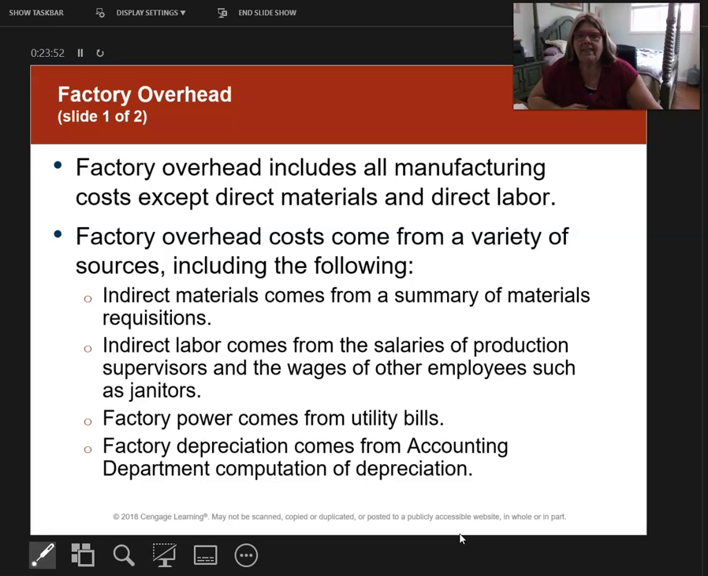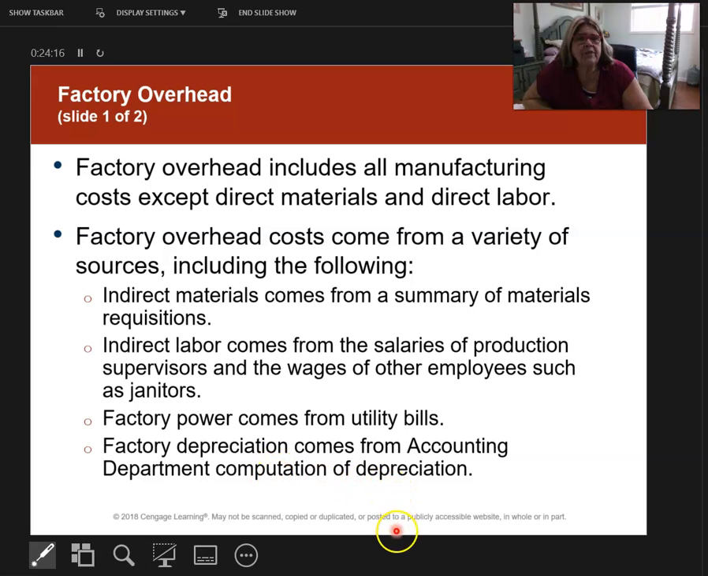So this means any indirect materials. Indirect materials we talked about in the previous chapter. These are things that are insignificant cost and are hard to actually measure. Any indirect labor, these are supervisors and salaries for people who do not work directly on the product. Also any utility bills, also depreciation.